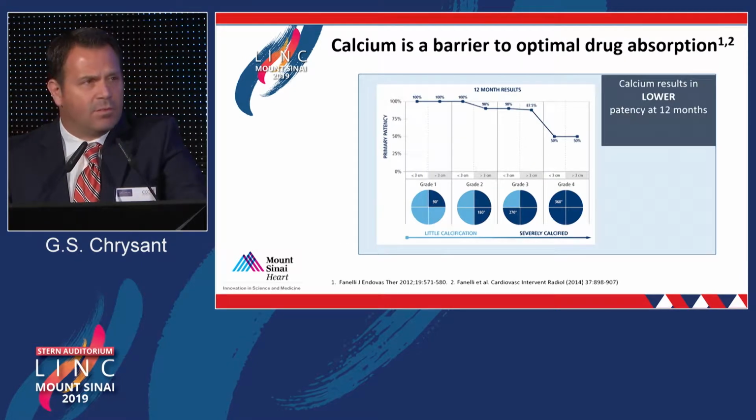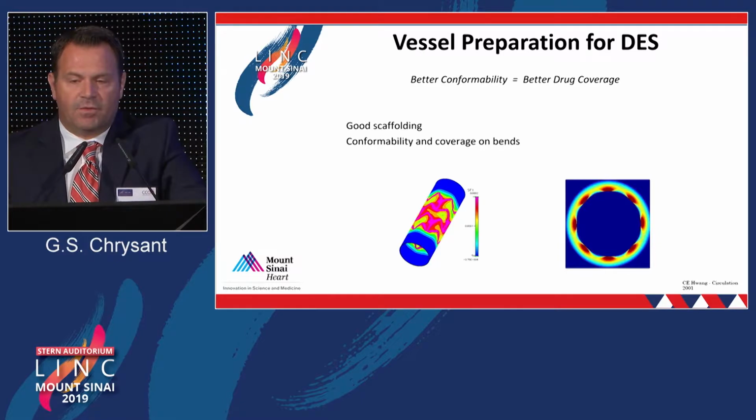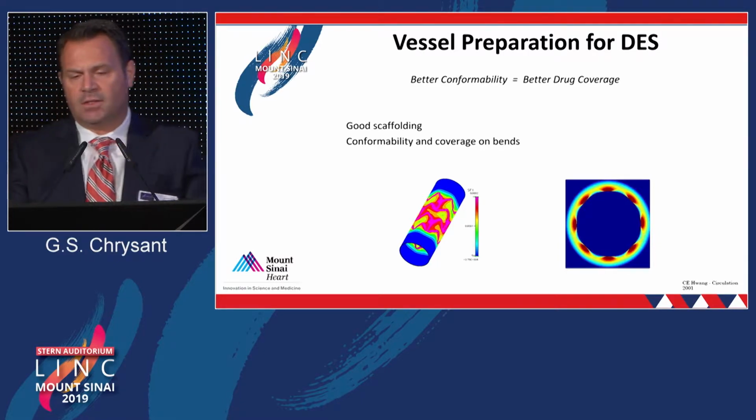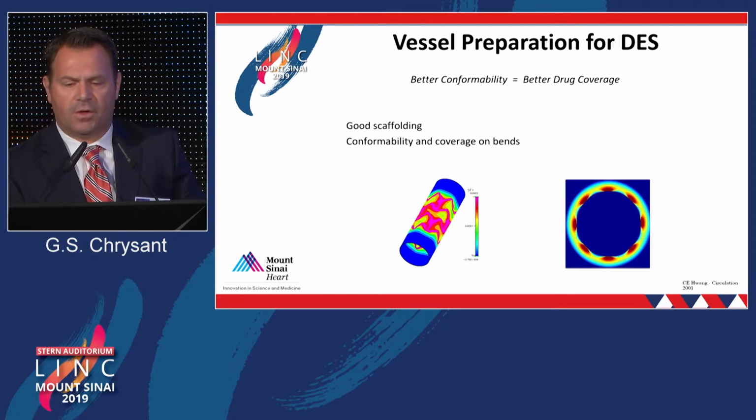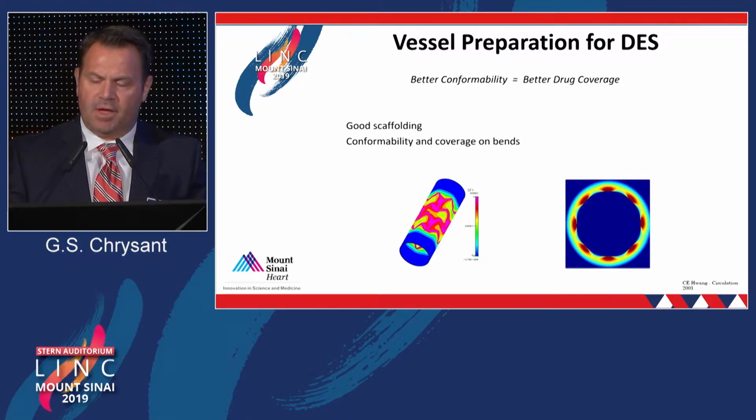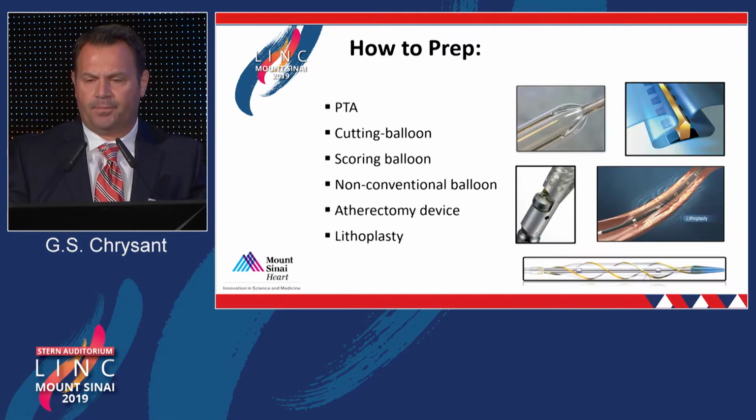So I think everyone's probably seen this slide. Dr. Finelli's done some fantastic work in calcium, and you see this graph that looks at calcification by quadrant, and you see that obviously the more quadrants that are calcified, the lower primary patency you can expect, particularly at 12 months. In terms of vessel prep for DES, it's a similar concept. You need to get the scaffold or stent and drug to the location where it's going to work, so you need to prep the vessel so you get optimal expansion of the stent without any asymmetry.